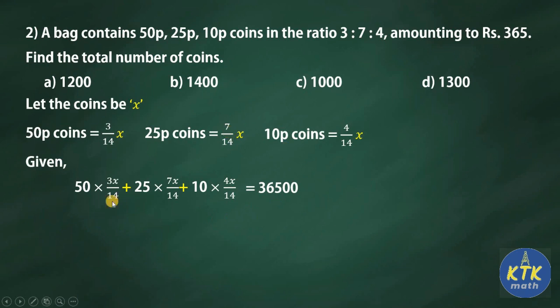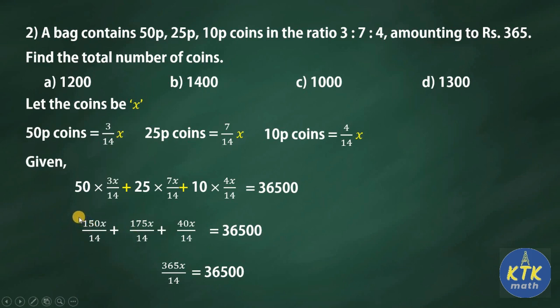It's very easy because all the denominators are 14. So just multiply the terms one by one. 50 into 3, 150x. Second term is 25 into 7, 175x. Third term is 10 into 4, 40x is equal to 36,500. Now you can add all the numerators, since the denominators are the same. When I add all the numerators, I get 365x by 14, which is equal to 36,500.